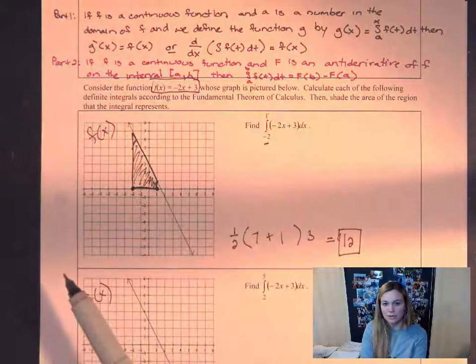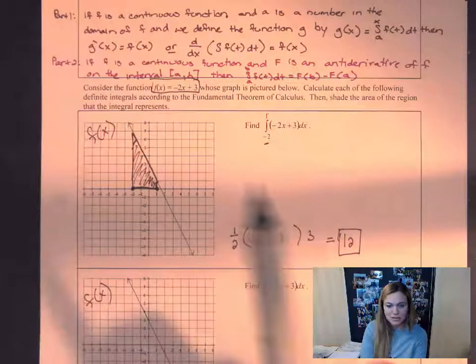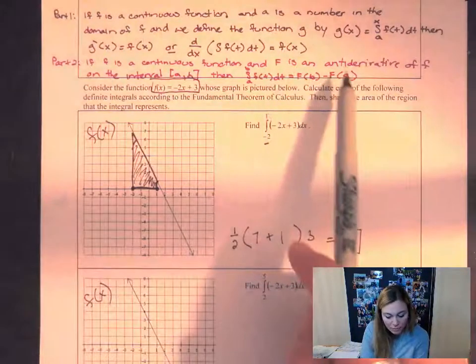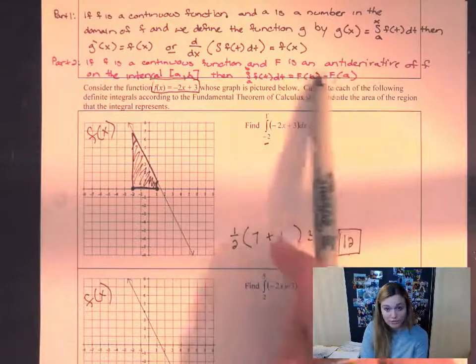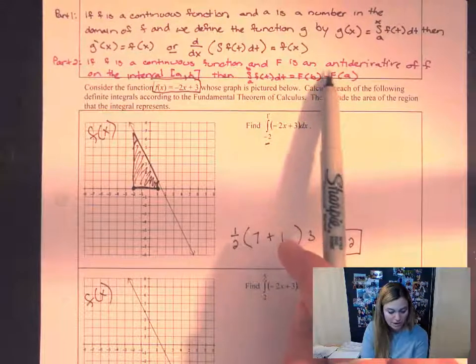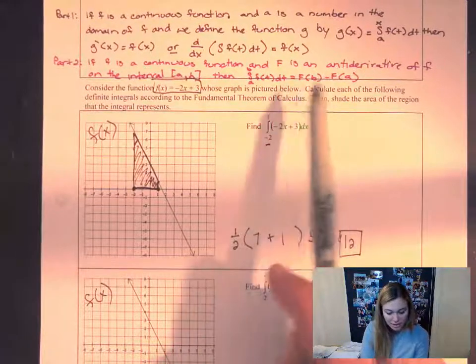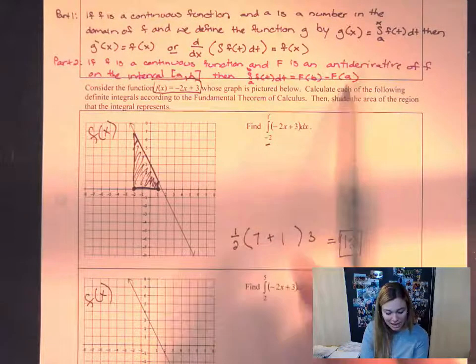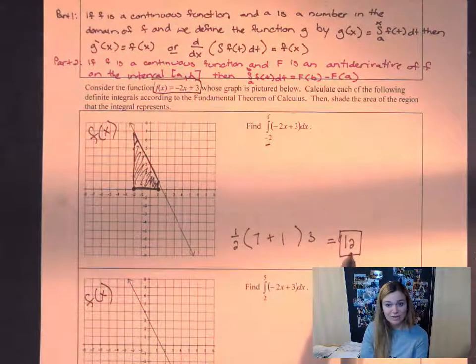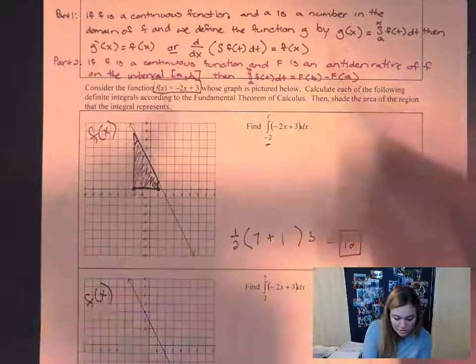So if you're like, I don't know what you're talking about, it's okay. But F is an antiderivative, just one of them. It may or may not have a constant at the end. If I do F of B minus F of A, I should get the same answer, the area under the curve. So let's try this.